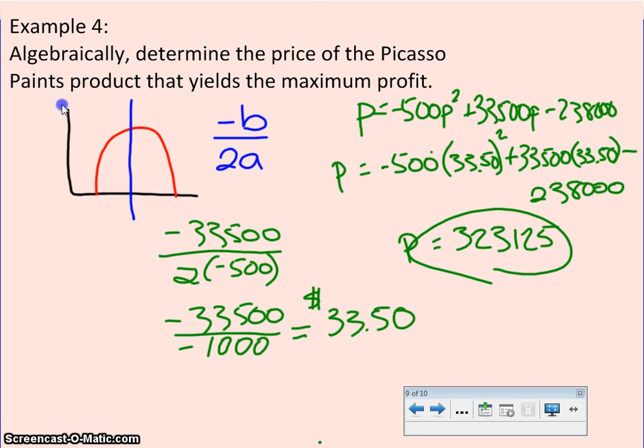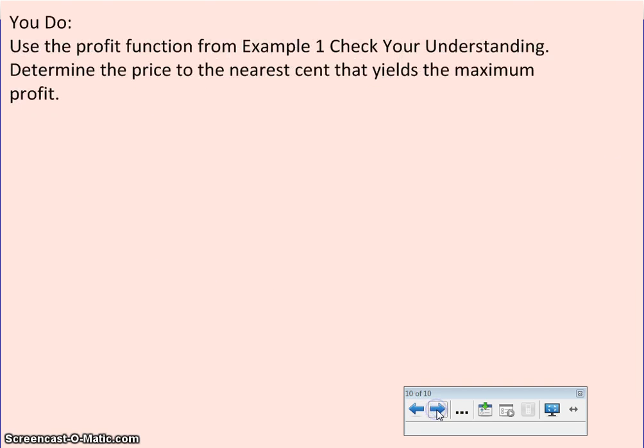I want you to go ahead and do the last you do, but we are not going to go over it in class. I will tell you that the maximum profit should be $72,607.14. So see how you do when working on that, and good job, everyone.